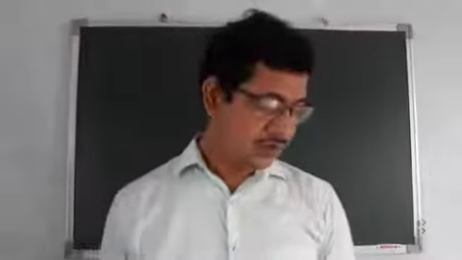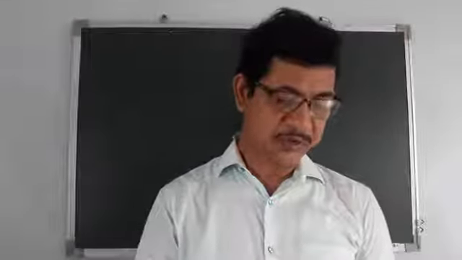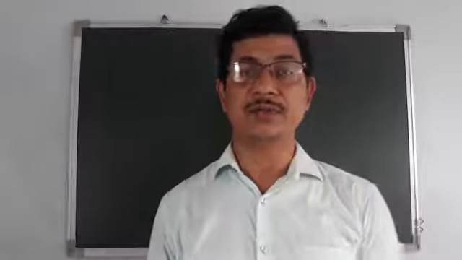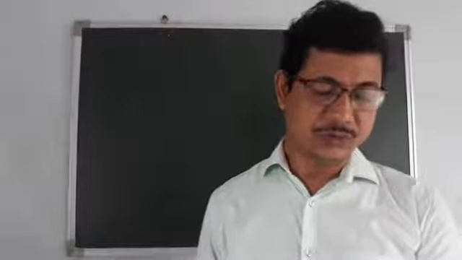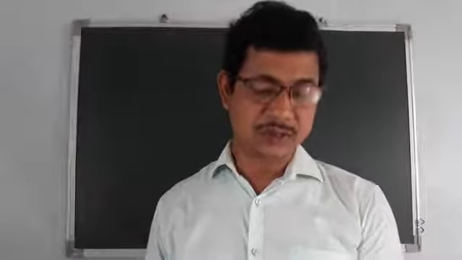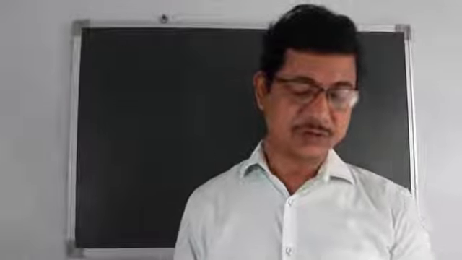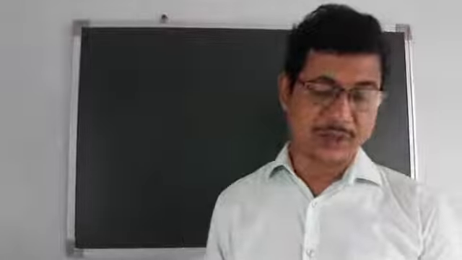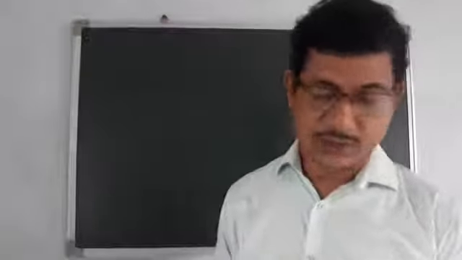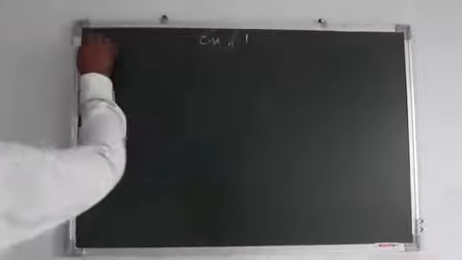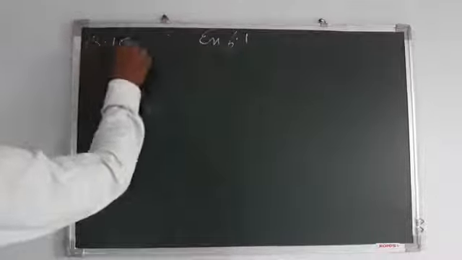Question number 15 is like that: the total cost C(x) in rupees associated with the production of x units of an item is given by C(x) = 0.007x³ - 0.003x² + 15x + 4000. Find the marginal cost when x = 17 units are produced. So let's start. It is our exercise 6.1 and the question is 15.